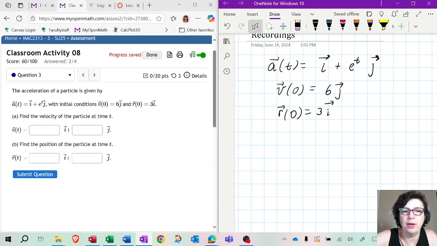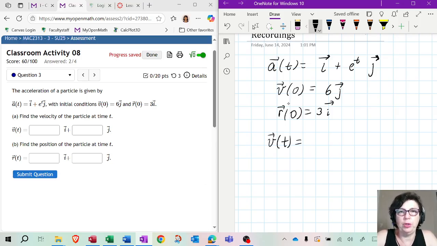And I think I have a method that is not going to be as painful as some of these other videos. So for the velocity, you want to take the integral, right? So you want to think about, okay, what do I have to differentiate to get 1? Well, that would be t. Okay, so that would be ti. And then remember that e to the t does not change as we differentiate or integrate.